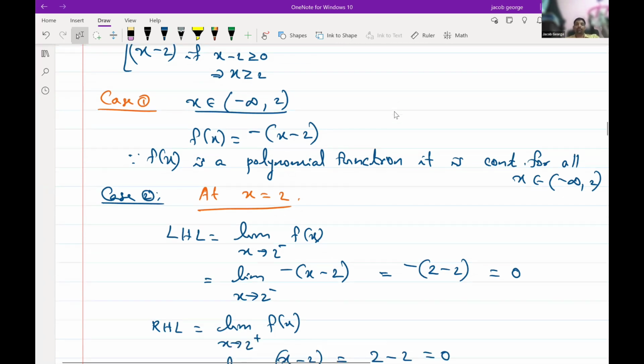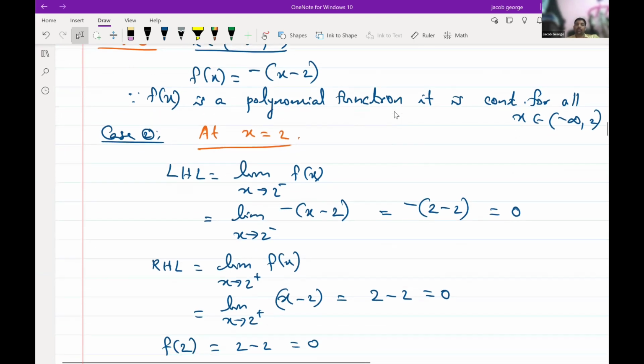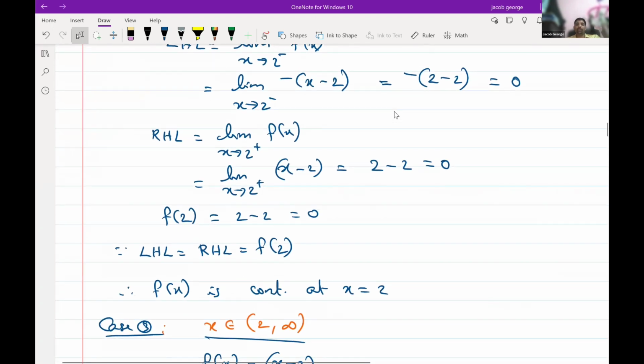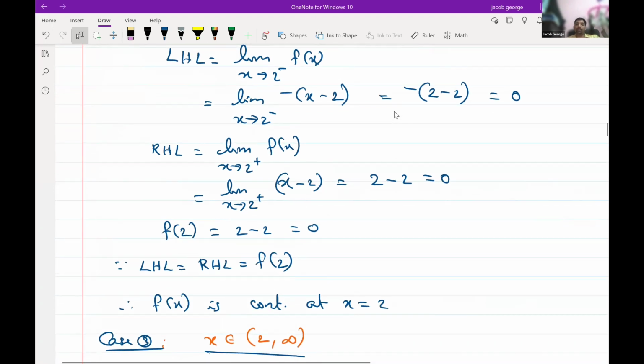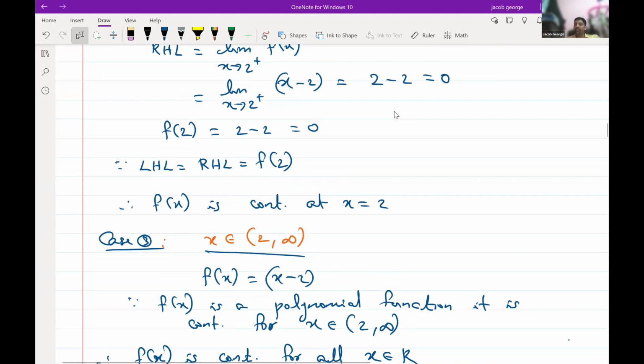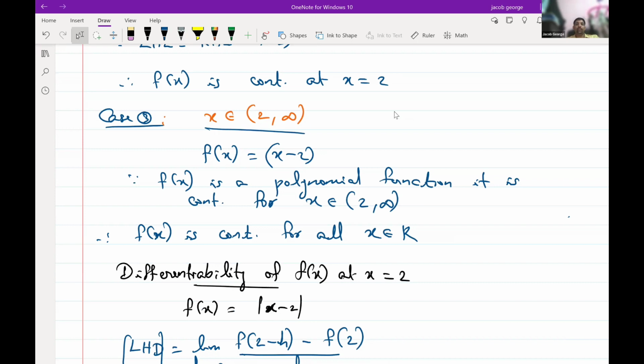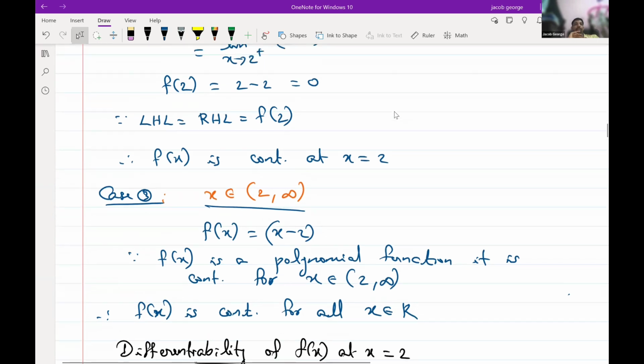Then at x equal to 2, we have to check the left-hand limit and right-hand limit. To the left of 2 and right of 2, left-hand limit is 0, right-hand limit is also 0, and f of 2 is 0. So f of x is continuous at x equal to 2. Then to the right of 2, from 2 to infinity, it is a polynomial function because f of x is x minus 2. It is continuous. Since in all the three cases it is continuous, we can write that it is continuous for all x belongs to capital R. Is that clear, that first part?